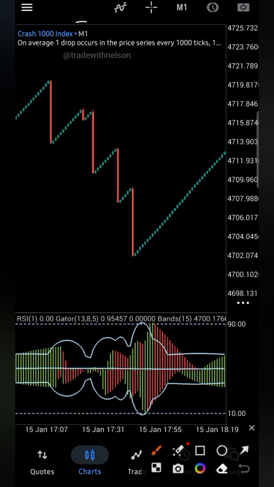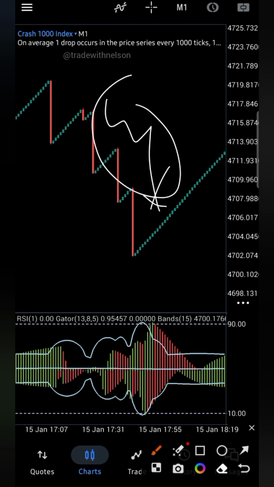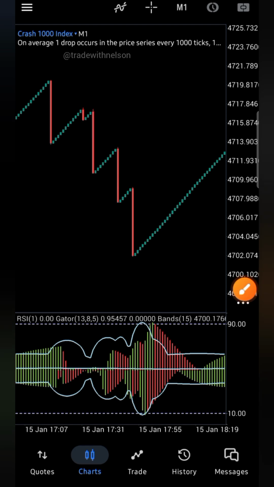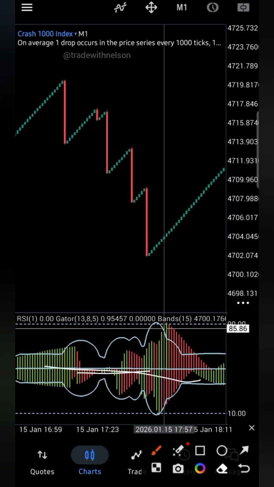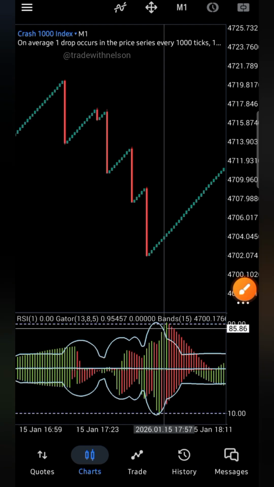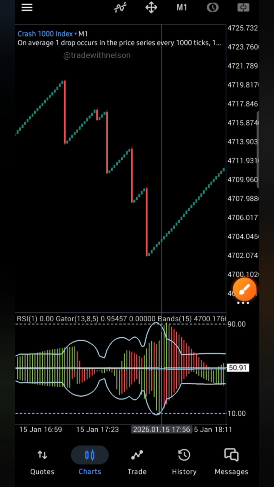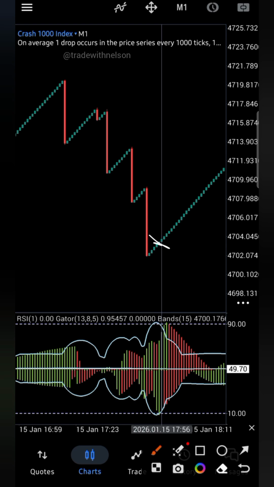But as you can see, we are on the Crash 1000 market. So you can see a series of spikes to the downside. That is the first thing you want to see. And you want to see this Bollinger Band expand, touching the 90 and the 10 level. And also you want to see the Gator Oscillator touching the 90 level or the 10 level. This middle is the 50 level. So this down bar below this middle level, you want to see it generate red bars. So once you have the red bar, immediately you enter your buy.